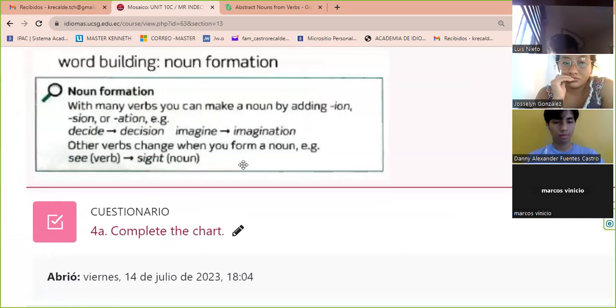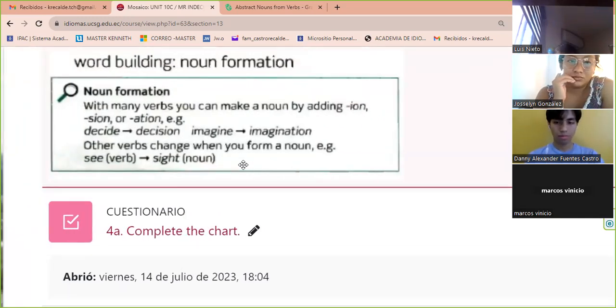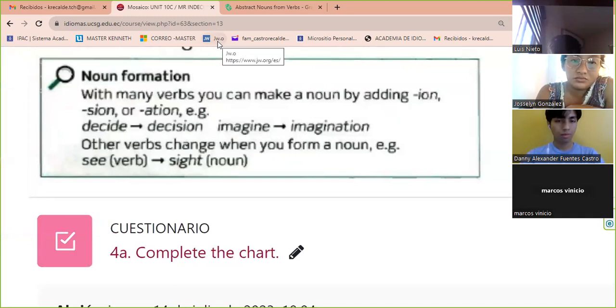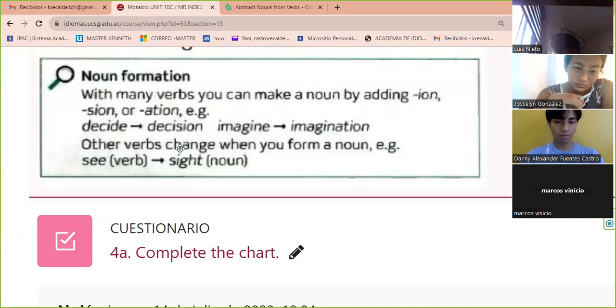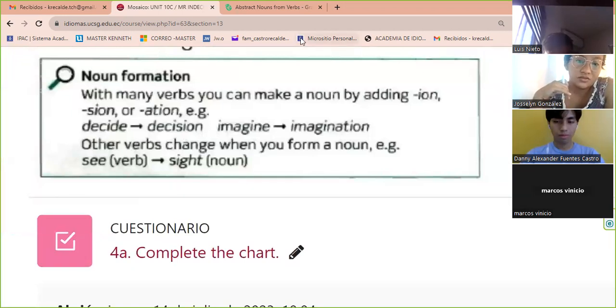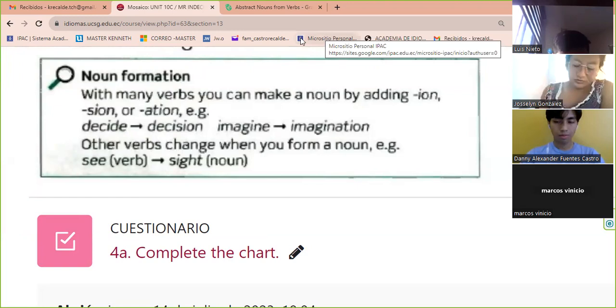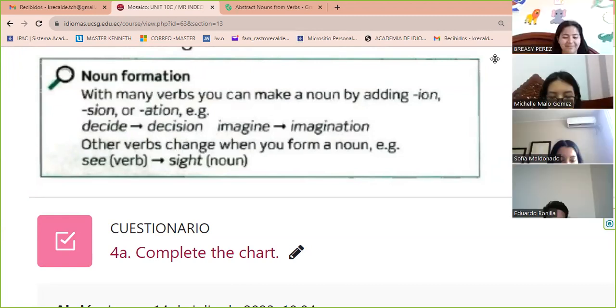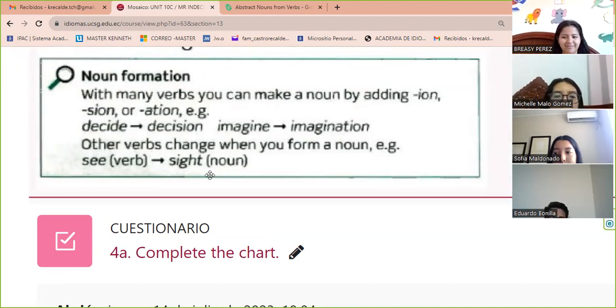With many verbs, you can make a noun just by adding the suffix "-ion", shown or action. For example, decide is a verb, but if I want to make it a noun, I just add the suffix "-ion", and I say decision. Imagine is a verb, but if I want to make it a noun, I just add the suffix "-ation", and I say imagination. There are other exceptions, for example, some verbs change when you make a noun. For example, see and sight.